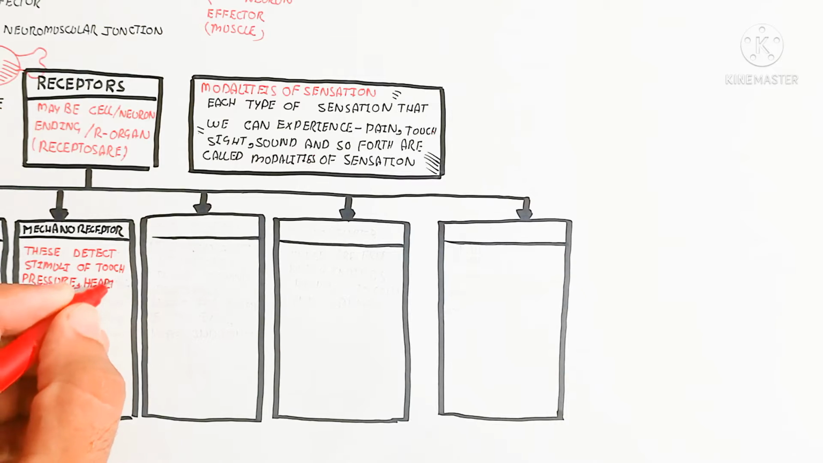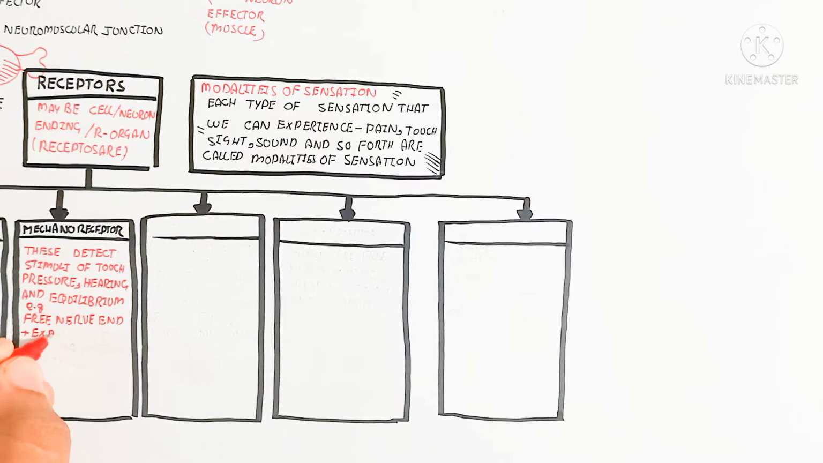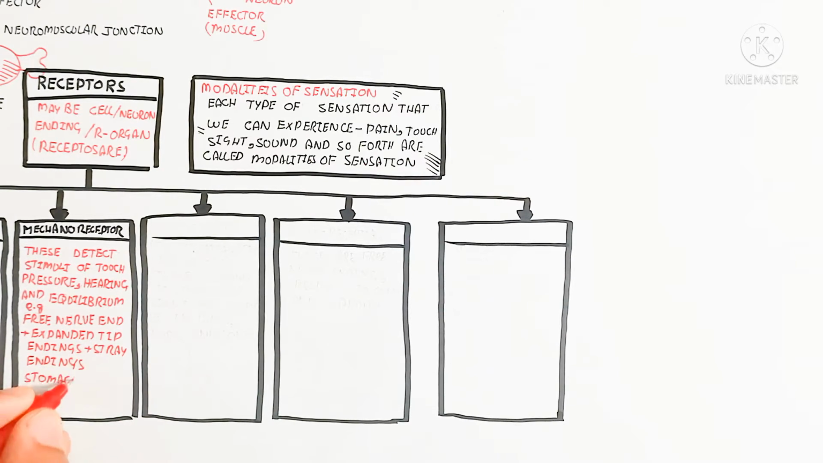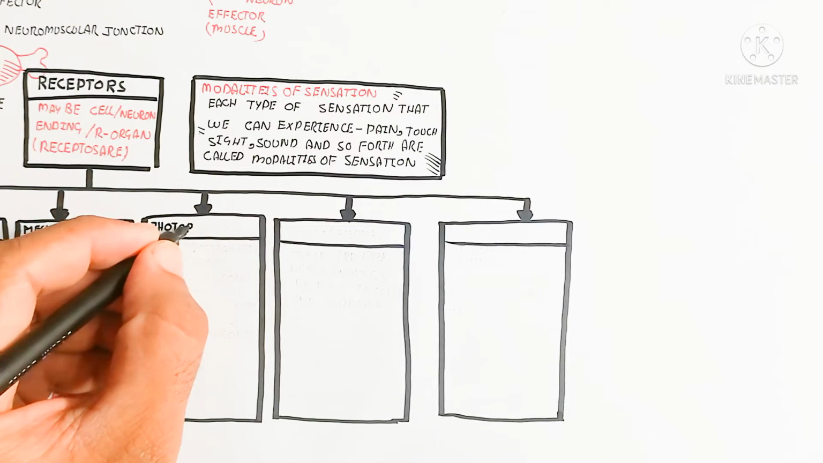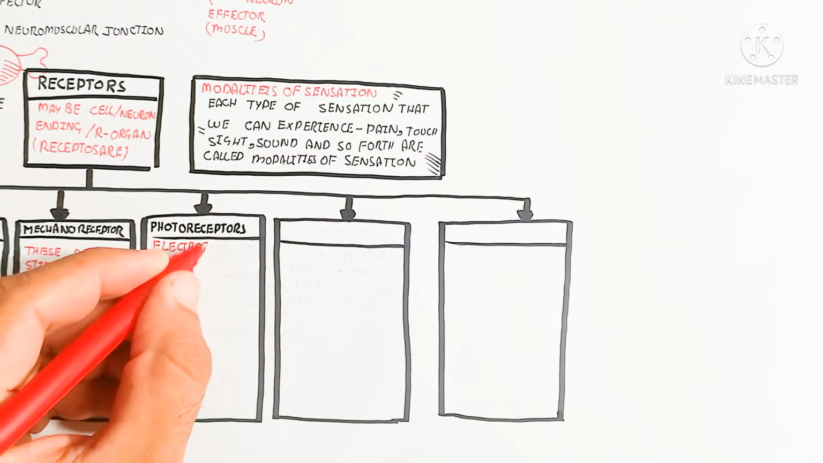The mechanoreceptors detect stimuli of touch, pressure, hearing, and equilibrium. For example, free nerve endings and expanded tip endings are examples. And the stomach valve for food detection is also part of the mechanoreceptors.